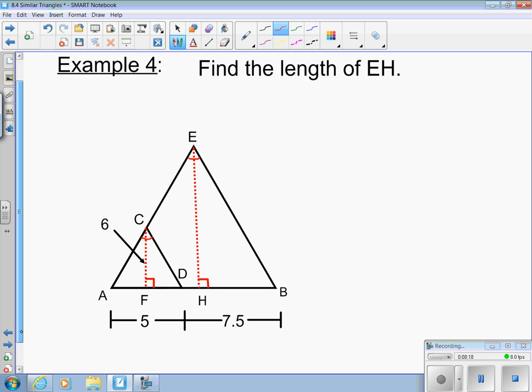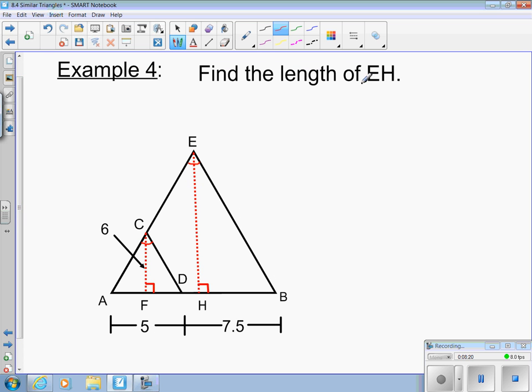One last example here. They asked us to find the length of EH. EH looks like the altitude of this big triangle AEB. To find it, we're going to have to use similar triangles. We could say triangle ACD is similar to triangle AEB.